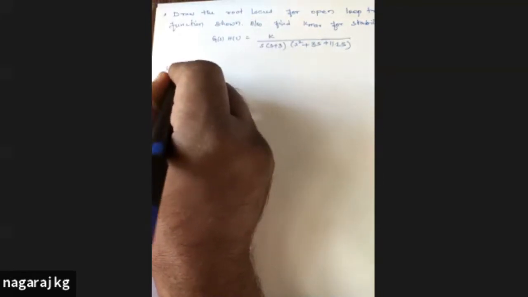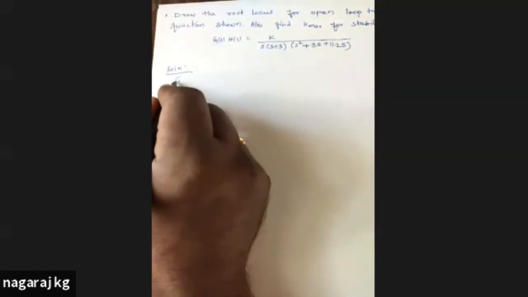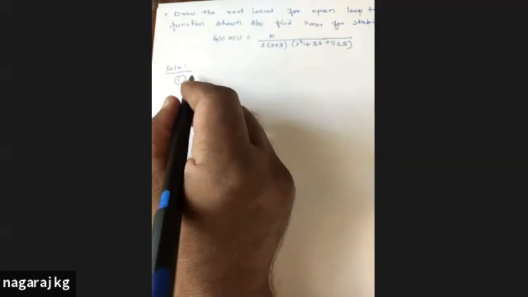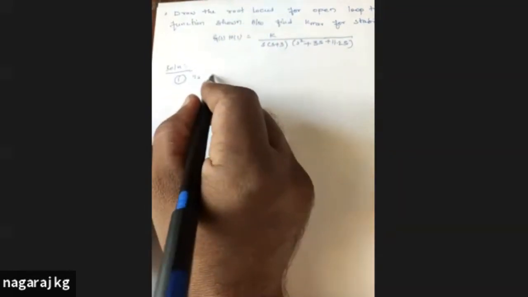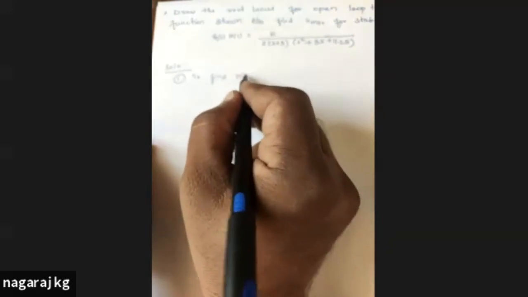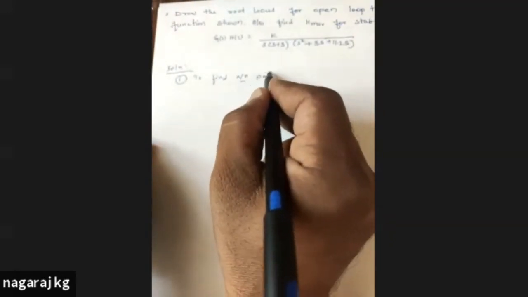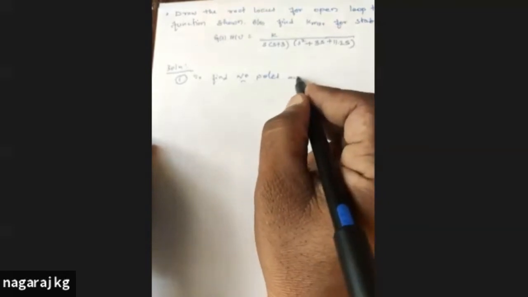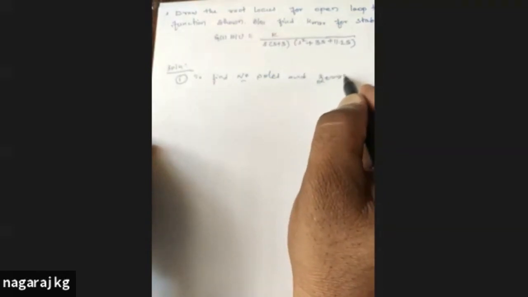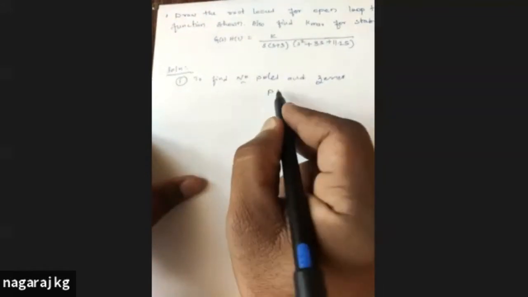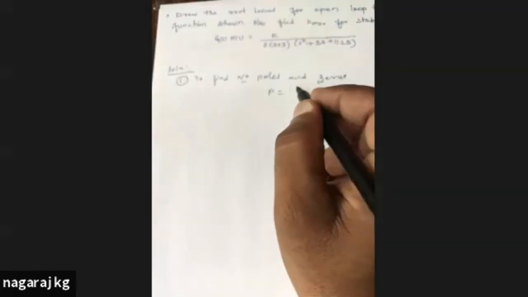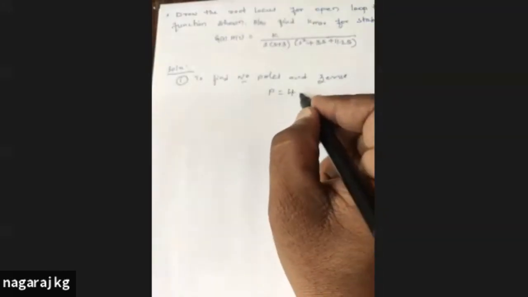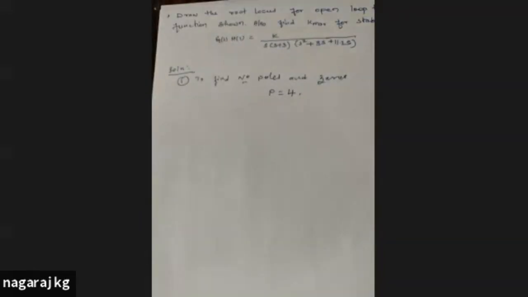Solution. The first point you have to remember is to find the number of poles and zeros. So from this, P is equal to how many poles are there? At s equal to 0, one pole is there. At s equal to 3, one more pole is there. At s equal to minus 3. The number of poles is 4.